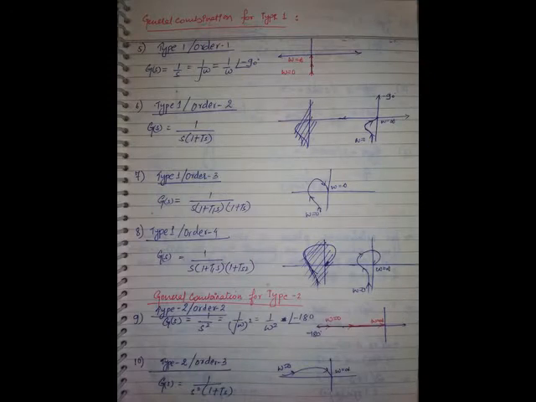Type 3, order 4. Plus Ts. This is the general shape of the polar plot. So these are the general shapes of polar plots for different type and order combinations. And if you remember these general shapes, it is more than sufficient to solve problems related to this topic.